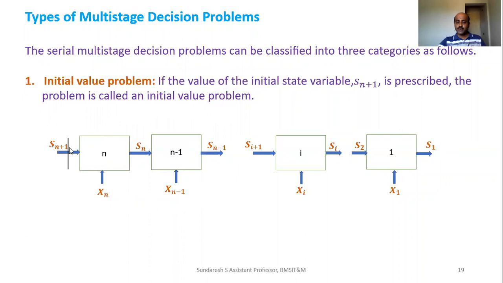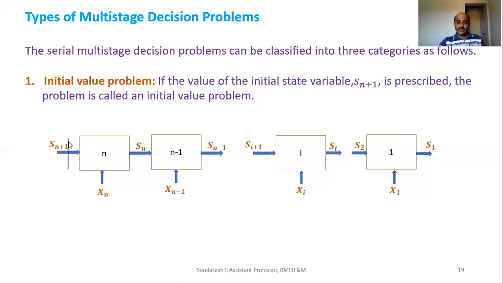This is the continuation. S(n+1) is the input to the stage n, whereas Sn is the output of the stage n, but it should be the input to the next succeeding stage, which is n minus 1. The output of n minus 1 is S(n-1). Like that, you will have n number of stages. In between, the ith stage has the input state variable S(i+1), whereas the output is Si. Similarly, for the first stage, the input state variable is S2, whereas the output state variable is S1. This is what we call the initial value problem.